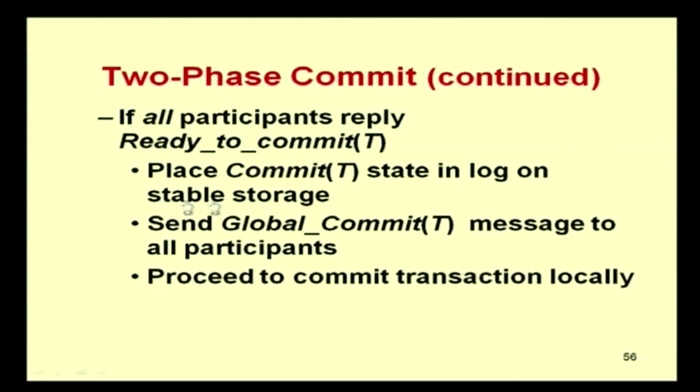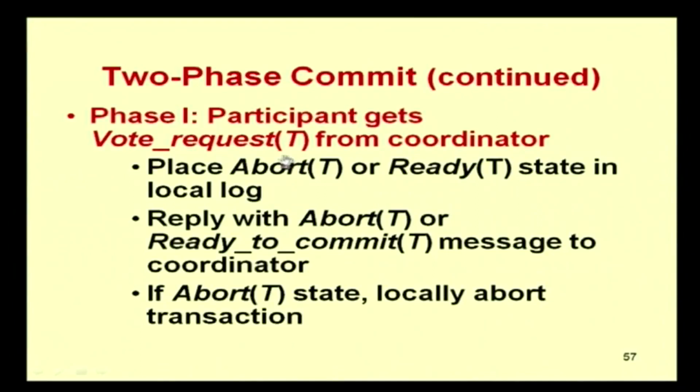So, if they want to reply ready to commit, you place a commit T state in the log on stable storage, send a global commit message to all participants and proceed. The participant gets the vote request from the coordinator, places an abort or ready T state in the local log, and replies abort T or ready to commit T message to the coordinator. If abort T, locally abort the transaction.